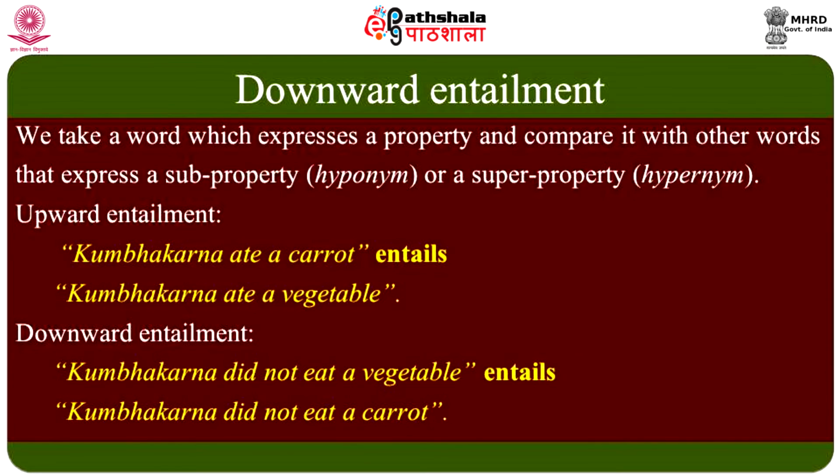The logical feature of not, the most basic of NPI licensors, is that it reverses this inference pattern, creating entailments from properties to subproperties, and this is called downward entailment or downward monotone. For example, Kumbhakarna did not eat a vegetable entails Kumbhakarna did not eat a carrot.